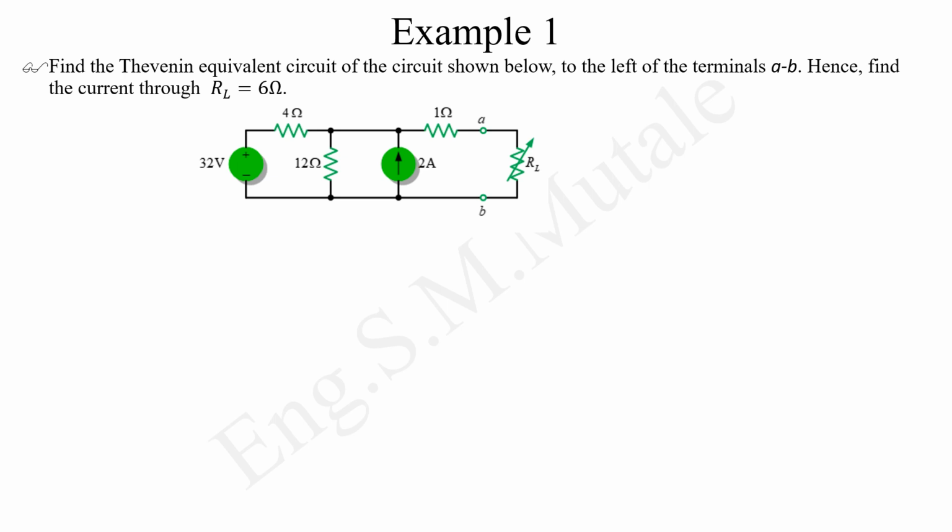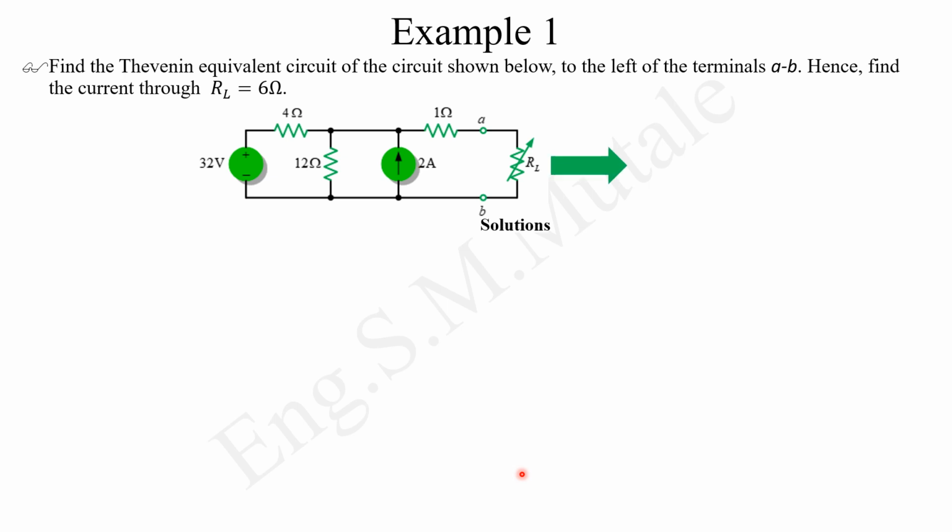So let's look at an example. This one is saying find the Thevenin equivalent circuit of the circuit shown below to the left of the terminal AB. Once we do that, then we find the current passing through the load, 6 ohms, which is the RL. So they want us to find the Thevenin's equivalent circuit. In this given circuit, we transform it in such a manner that we'll just see one voltage, which is Thevenin's voltage, in series with the equivalent resistance, Thevenin resistance. And then when we connect back the load, we calculate the current passing through that same load.